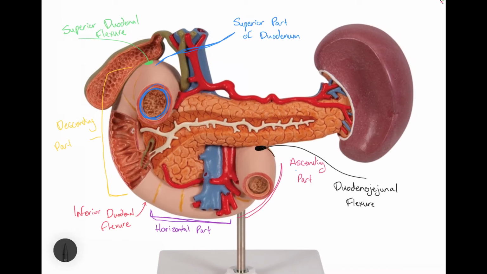So this portion right here is a continuation of the jejunum, which is the next part of the small intestine. So don't confuse the ascending part of the duodenum with the jejunum, and then this point right here, which is the duodenojejunal flexure.